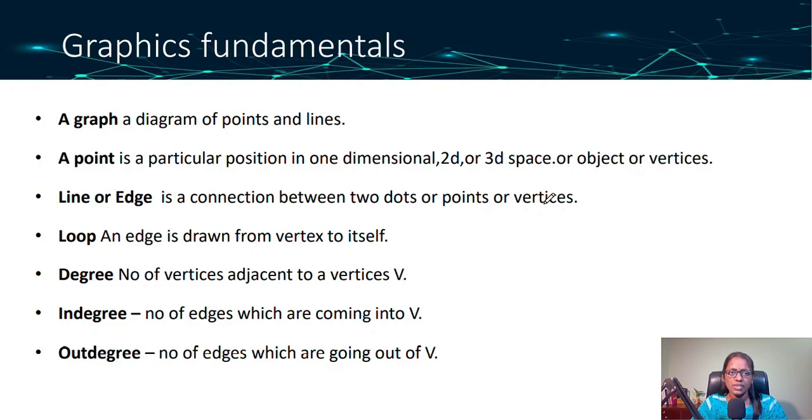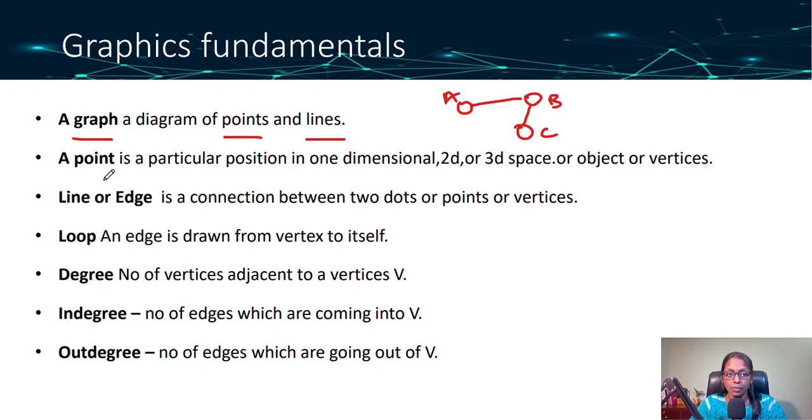The first graph fundamental is the graph: a diagram which consists of points and lines. A point is nothing but the object, or this point. These points are connected with some lines. So this is normally called a graph. A graph is a diagram of points and lines.